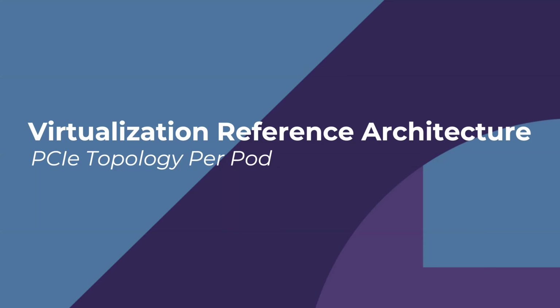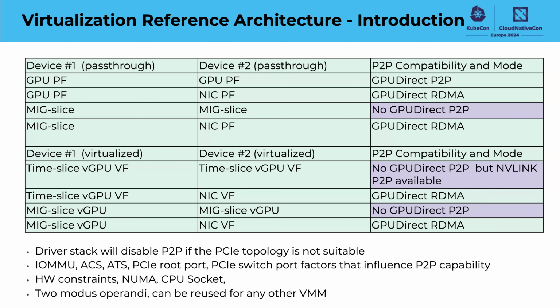Okay, one big part that we added was the virtualization reference architecture. If you're looking at all the use cases that we have, like physical functions, we have virtual functions, we have MIG slicing, we have the NICs that also can be configured as a PF or a VF. And so there are a lot of use cases that we want to enable.